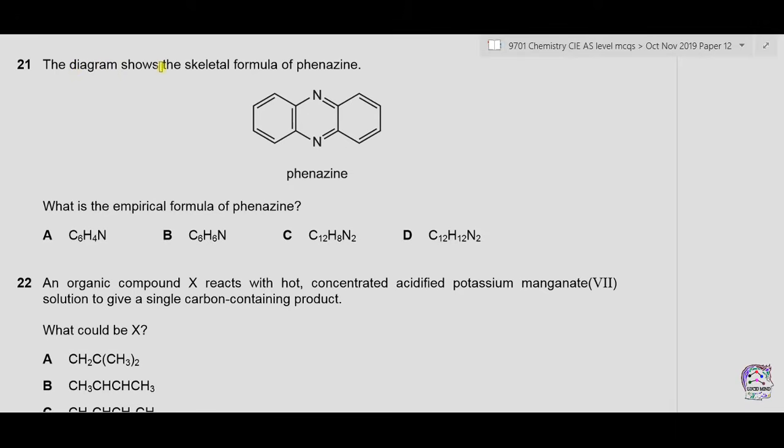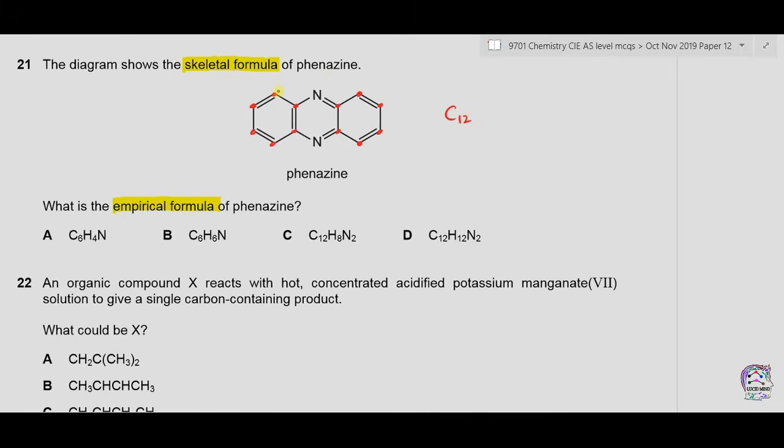Question 21. The diagram shows the skeletal formula of phenazine. This is the skeletal formula. What is the empirical formula of phenazine? Let's count the number of carbons. 1, 2, 3, 4, 5, 6, 7, 8, 9, 10, 11, 12. So we have 12 carbon atoms.